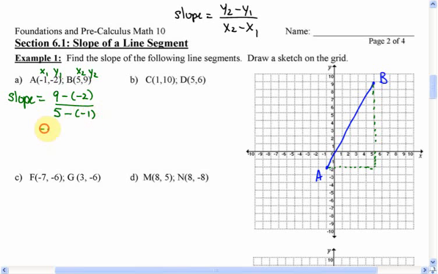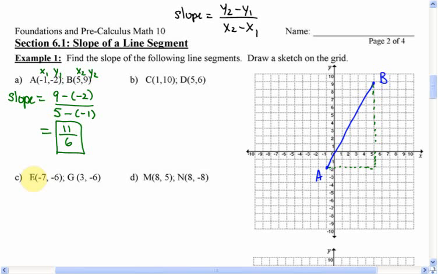Okay, so let's go ahead and simplify this. Now, do all the numbers on the top together and the numbers on the bottom together. So 9 take away -2 gives us 11. 5 take away -1 gives us 6. And I think that's your answer. There you go. There's your slope. Just leave it like a fraction if we can't simplify it.